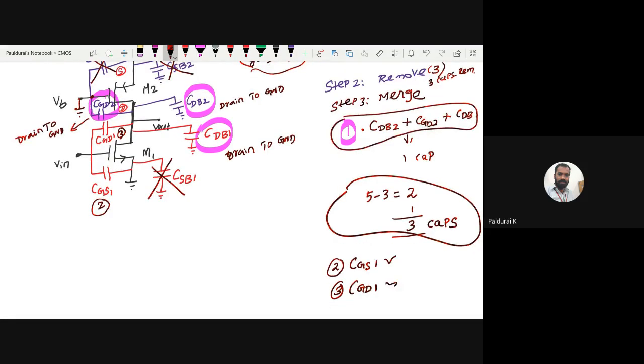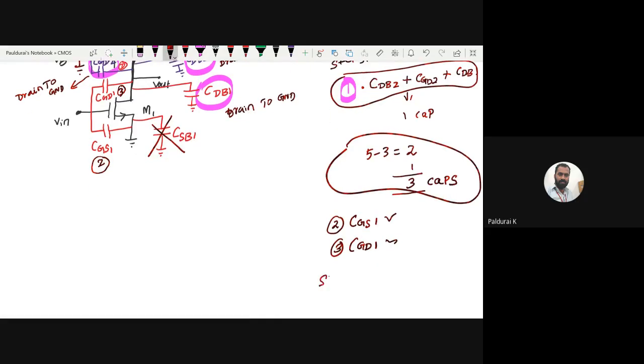Out of these 3, now who will experience? That is my step 4. Who will experience Miller effect? CGD1, right? It experiences Miller effect.